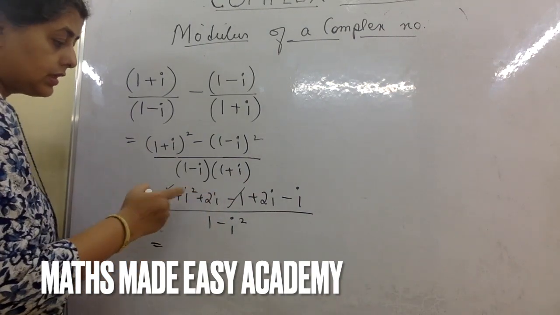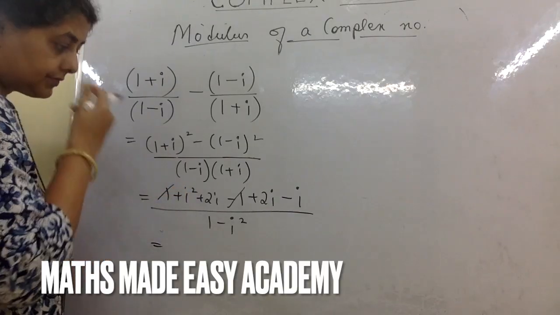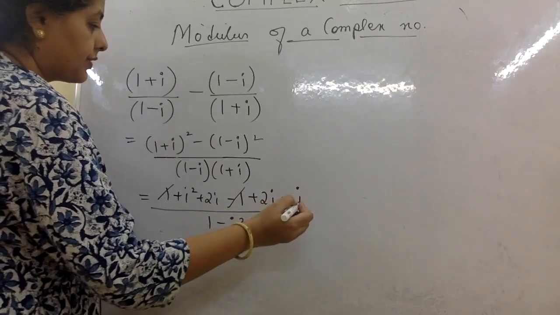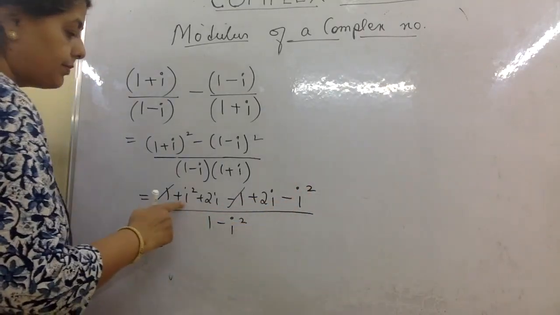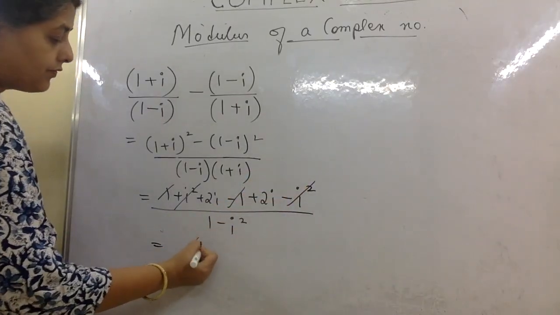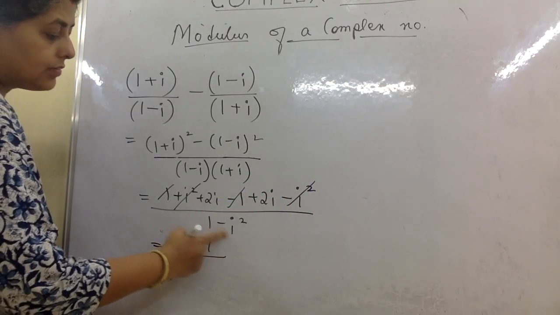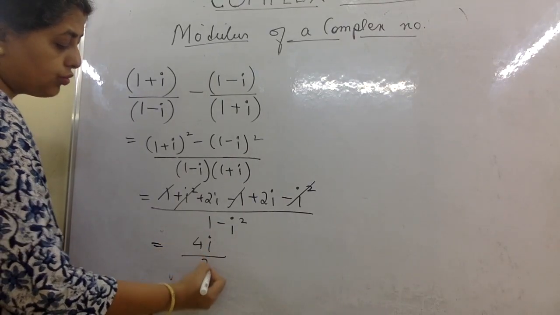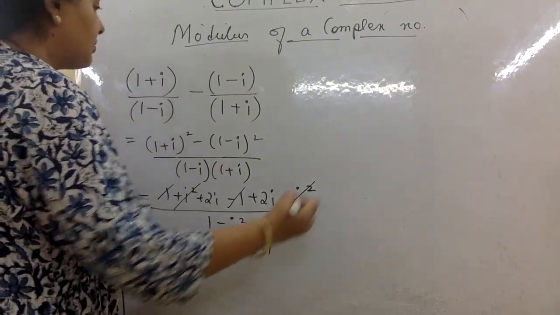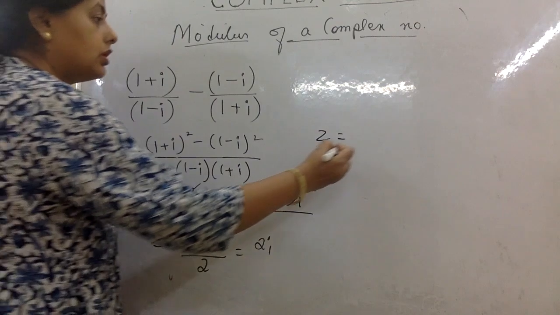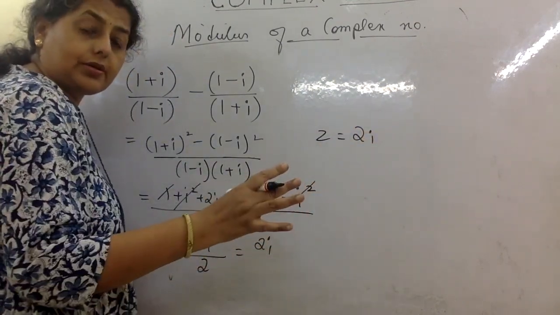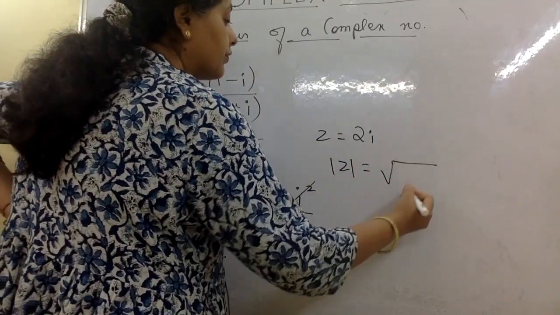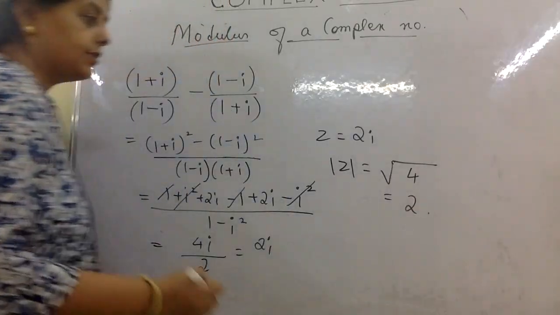That is 1 minus 1 minus 1 minus i square, plus i square minus i square. 4i by, this is 1 plus 1 because minus and minus. So this is 2i. So this number has been reduced to 2i. Real part is not there at all. So the modulus of this is root over 4, which is 2. Only b square.